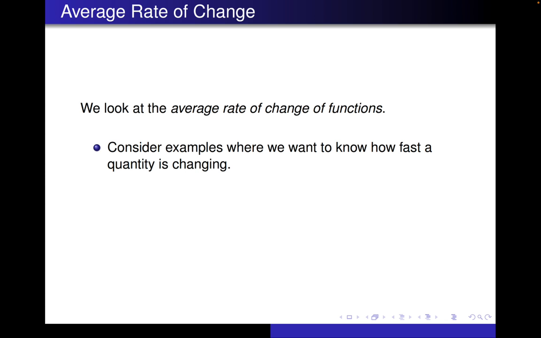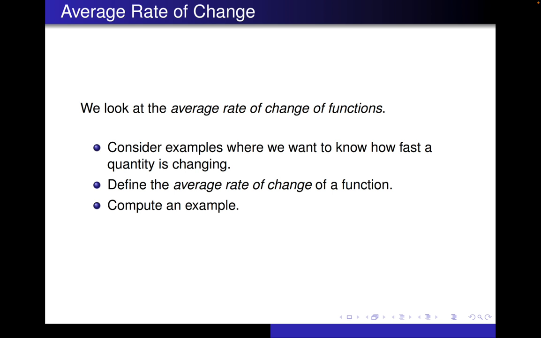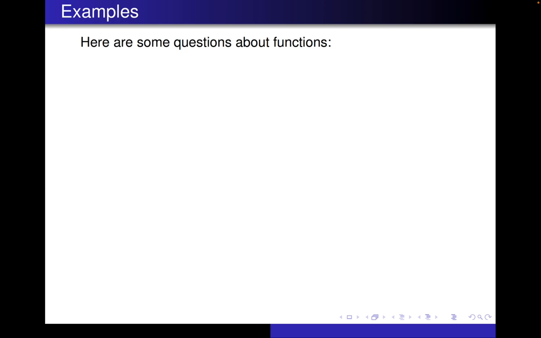So the first thing we're going to do is look at examples where we want to know how fast one quantity is changing with respect to another. We're going to use that to define the average rate of change of a function, and then we're going to compute an example. So let's look at some questions about functions that we might want to consider.